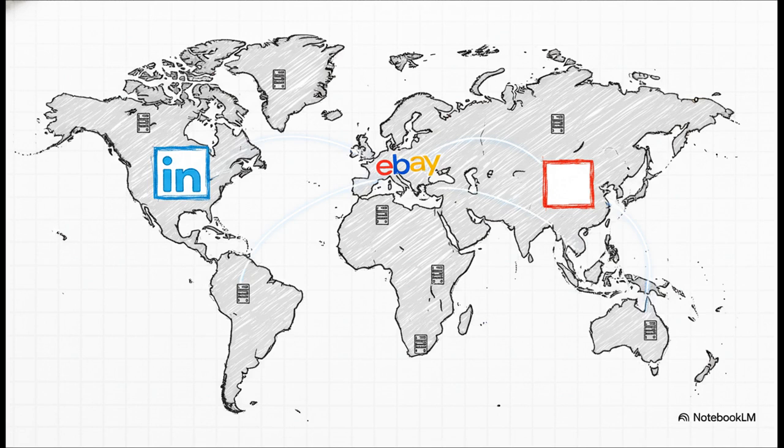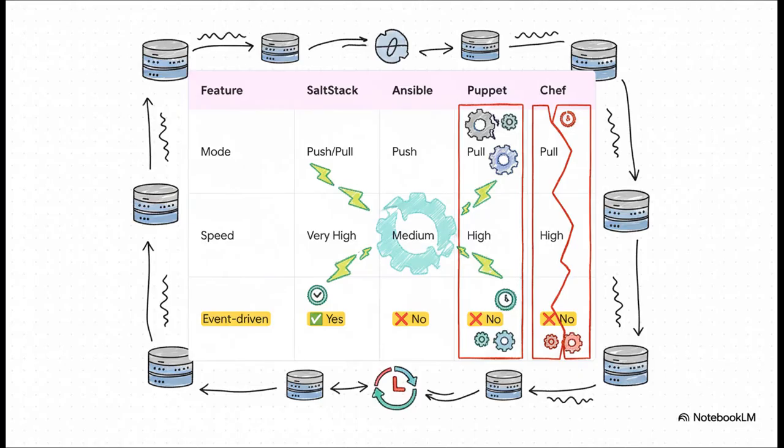Because when you're operating at that kind of scale, with services that have to be available 24/7, the ability to command and react across tens of thousands of machines isn't a luxury, it's an absolute necessity. And if you compare SaltStack to the other big players in this space, tools like Ansible, Puppet, and Chef, you can see they all have their strengths.